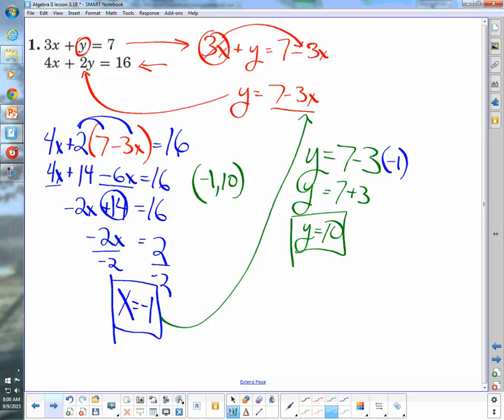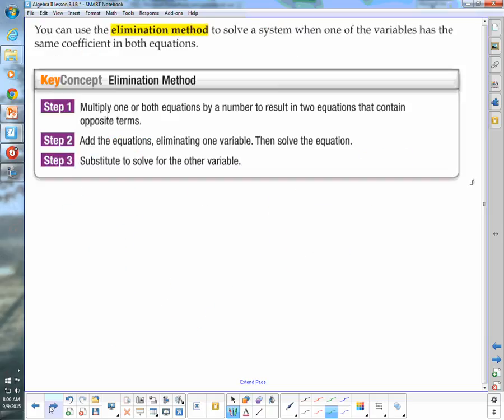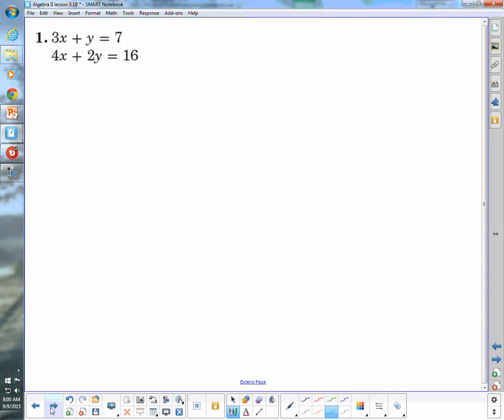Let's take a look at another way to do it. And this is called the elimination method. Okay, your steps are right here on this screen. You've got step 1, 2, 3. Let me guide you through one here. In the elimination method, we're going to try to get the variables in one of the two equations to be opposites.